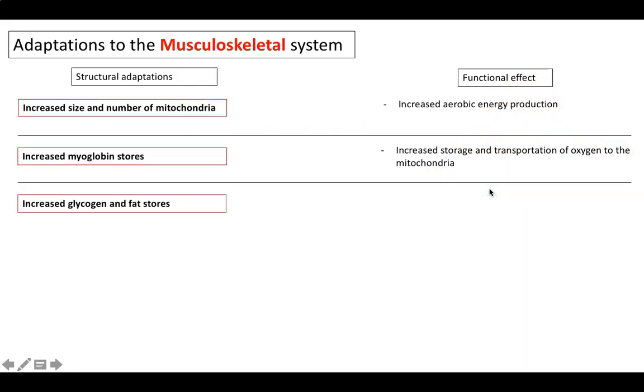Increased glycogen and fat stores. So this means we're going to get an increased metabolism of fats, which means we're going to get more energy, because remember, fats produce more energy, 3 times more energy than glycogen. And it means we're also going to get an increase in aerobic energy fuels, because remember, glycogen and fat are used for aerobic energy.